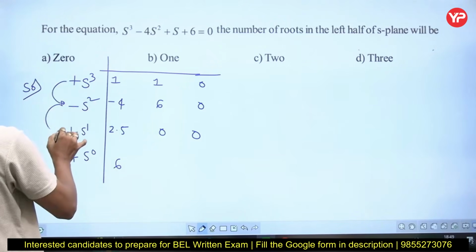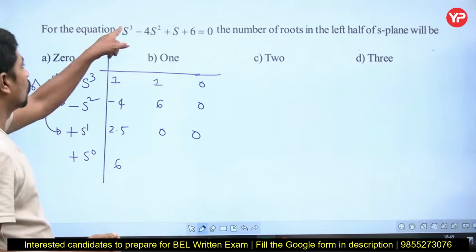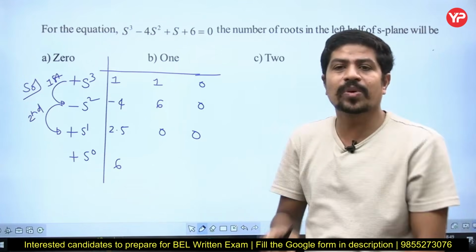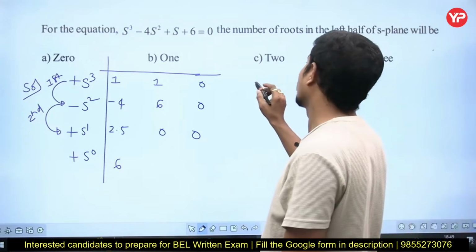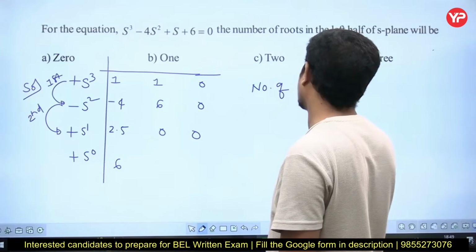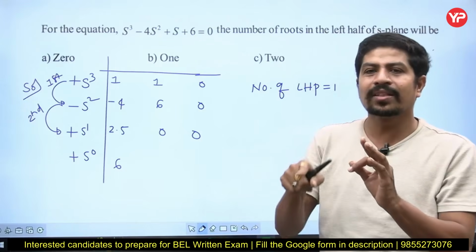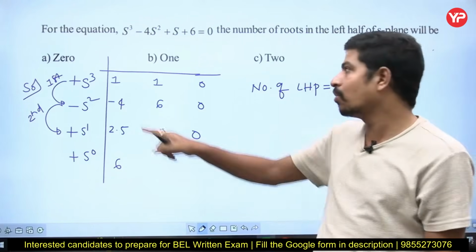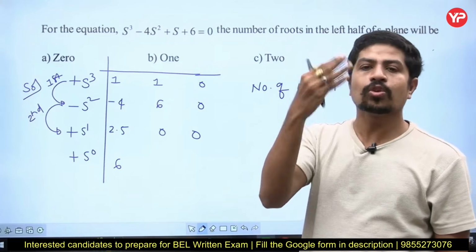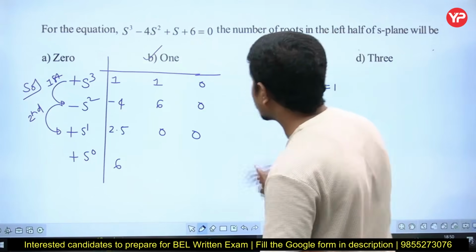2 RHP are there. Why? 2 sign changes. Total poles are how many? 3 poles. In 3 poles, 2 are RHP, remaining 1 must be in LHP, right? Number of LHP is equal to 1. I will explain why. Total poles are 3, third order. In that 2 poles are there in the right half of S plane. How? 2 sign changes, first and second. Therefore, in 3, 2 gone. 1 is there in the LHP, right? Answer is 1. Option is B, right?